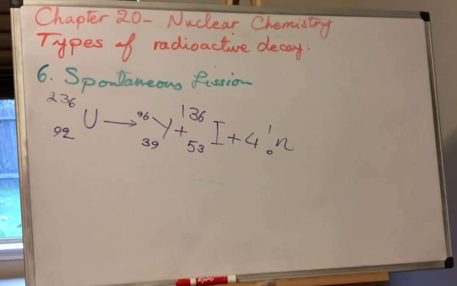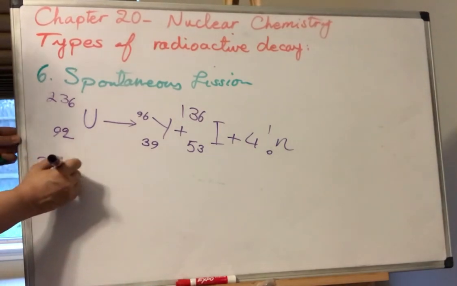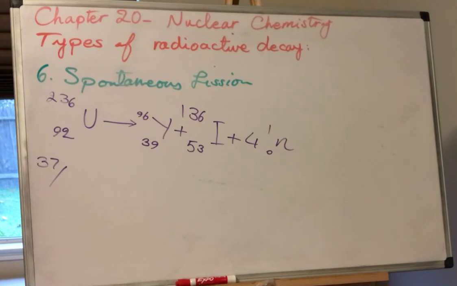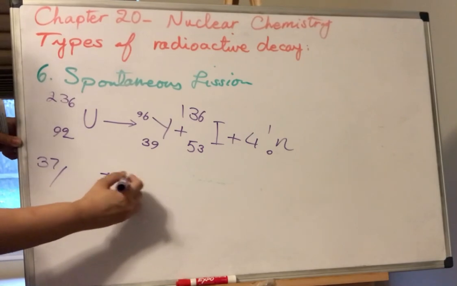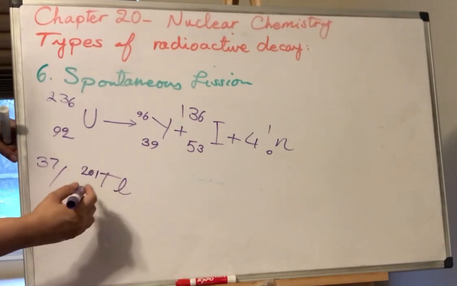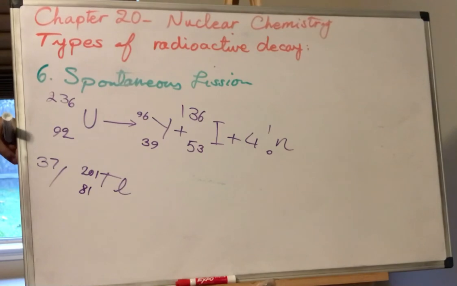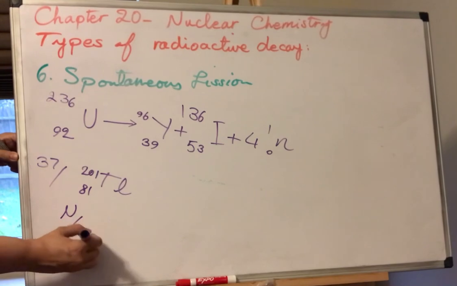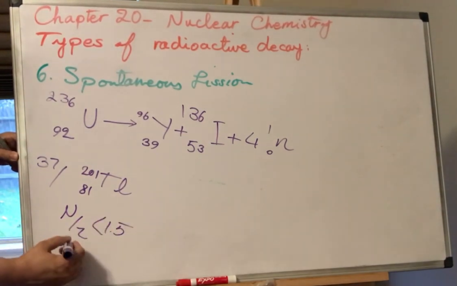You can work on the example here now. Thallium-201 is a radioactive isotope. I'm talking about slide number 37. It is used in the diagnosis of circulatory impairment and heart disease. How do you expect it to decay? Thallium, Tl-201, has 81 protons and 120 neutrons. So N to Z is smaller than 1.5, so this is small.